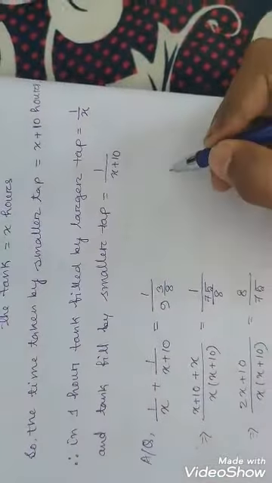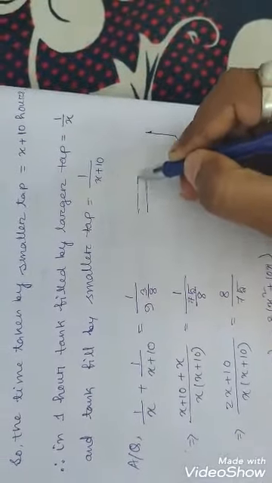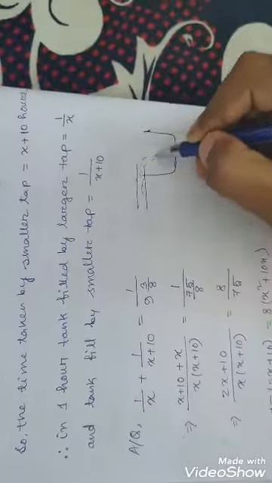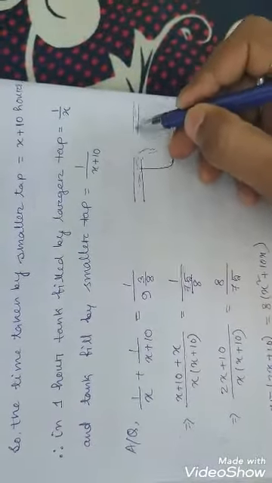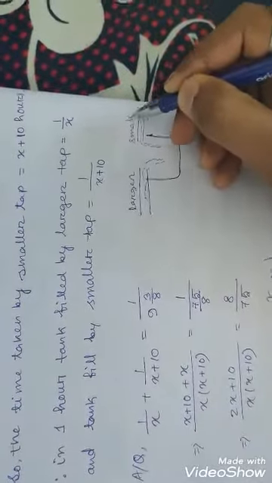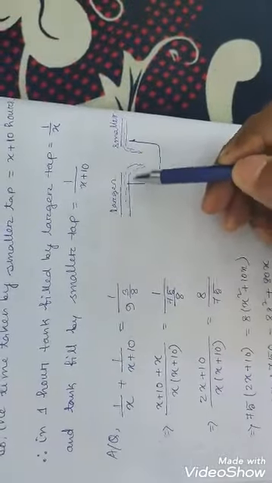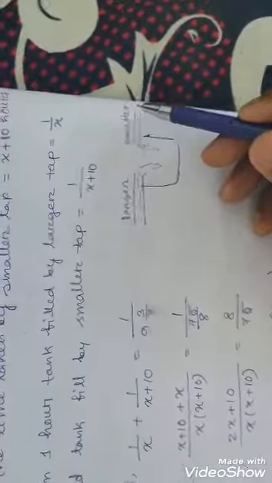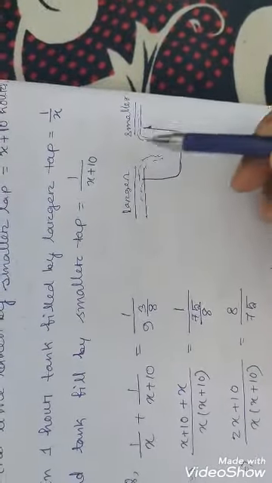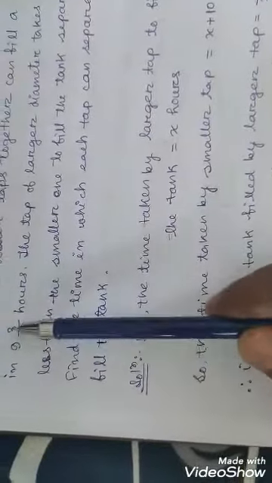Suppose this is a tank. This is the larger pipe filling the water, and this is the smaller pipe filling the tank. How much time does the larger tap take to fill the tank, and how much time does the smaller tap take? It is given that both taps together take a total time of 9 3/8 hours.